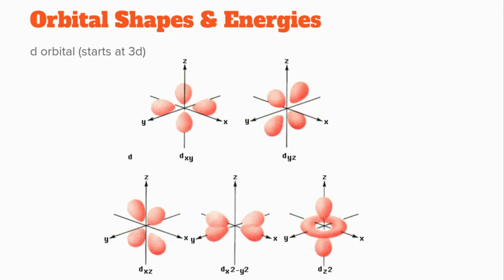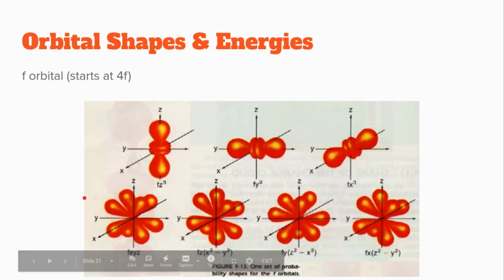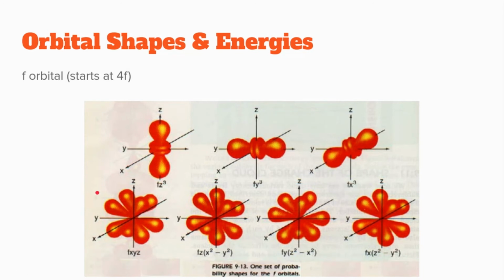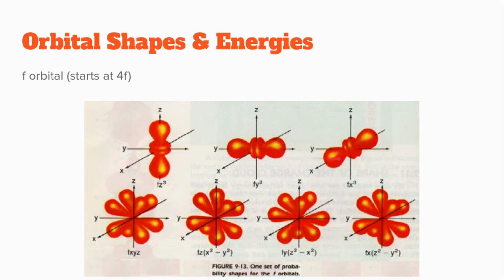The d orbital starts at 3d. We have 5 different ways that the d orbital can be represented in space. The f orbital starts at 4f, and we have all of these different ways that the f orbital can be arranged in space. And as you can see, the bigger these orbitals get, the weirder their orientations become.